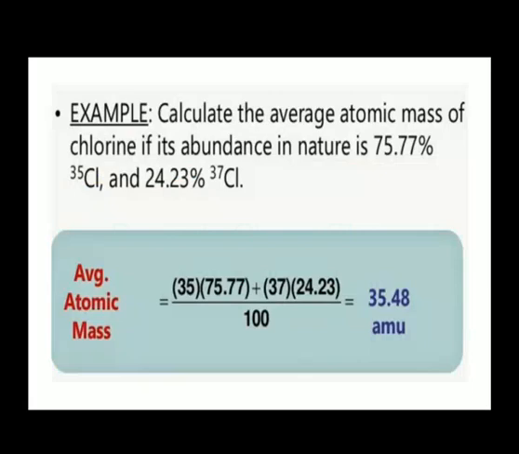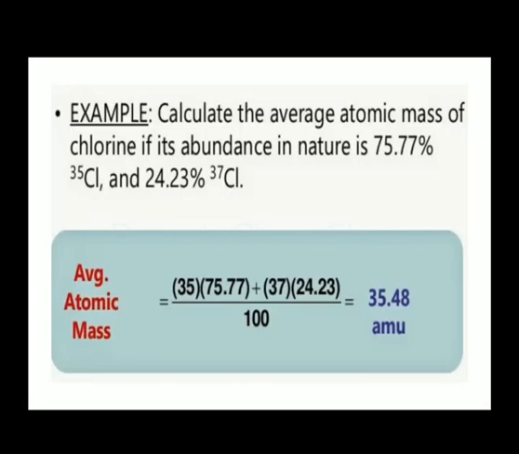Then another example to calculate average atomic mass is for chlorine isotopes. Chlorine has two isotopes: chlorine-35 and chlorine-37. Chlorine-35 is available in nature at 75.77% and chlorine-37 at 24.23%. So how can you calculate the average atomic mass?